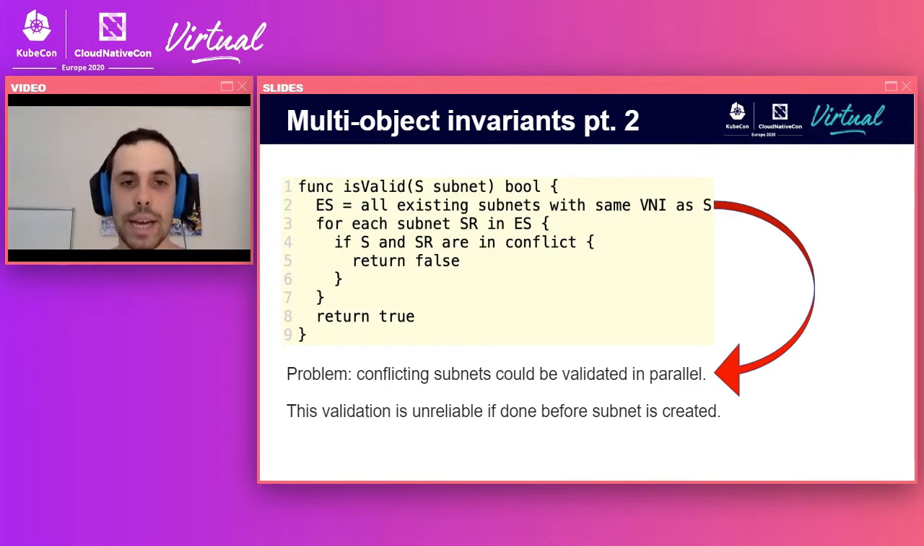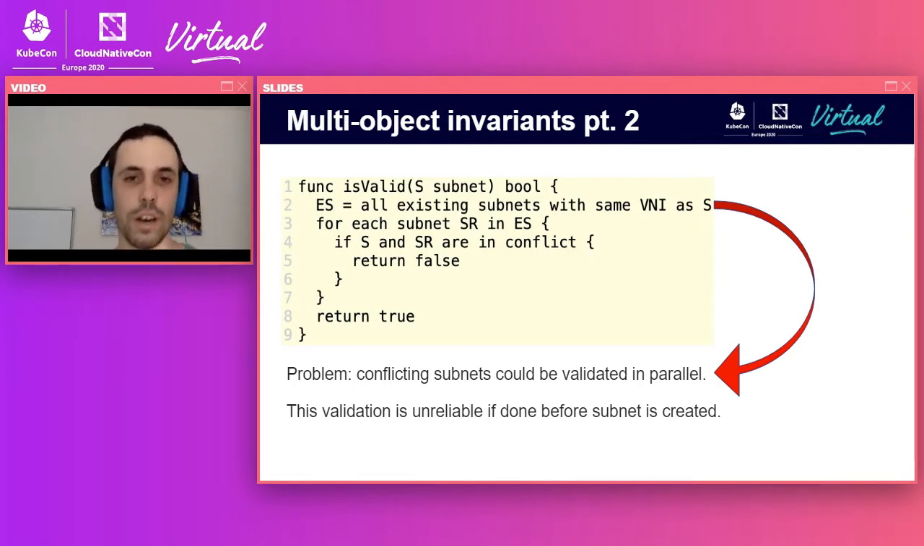So when a subnet S that does not exist yet is validated, you would start by retrieving all the existing subnets in the same VXLAN virtual network as S, and then you would compare them one by one to S, and if at least one conflict is found, creation of S should fail, otherwise it succeeds. And what I mean by conflict is that S and another subnet's mutual existence lead to a violation of an invariant, such as, for instance, because their pools of IP addresses overlap.